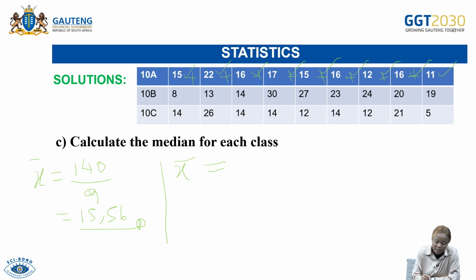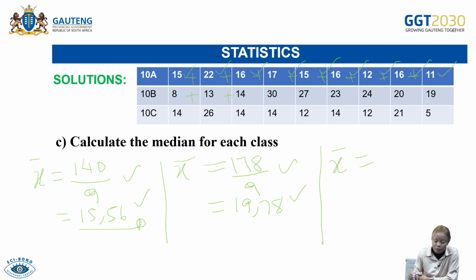Okay, and then now I am going to calculate the mean for 10B. So again, you'll say 8 plus 13 plus 14 plus 30 plus 27 plus 23 plus 24 plus 20 plus 19. So I am getting 178, and then you divide the 178 by the total number. Obviously it is going to be the same total number as 10A, so I divide by 9, and then you will get 19.78. Give yourself just 2 ticks like that and 2 ticks like that.